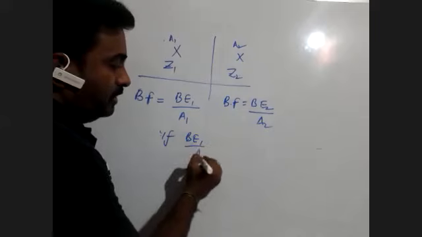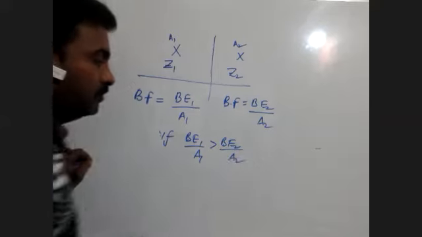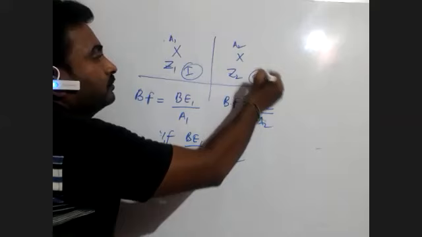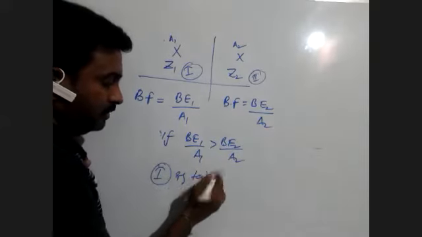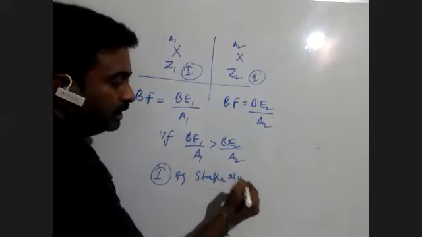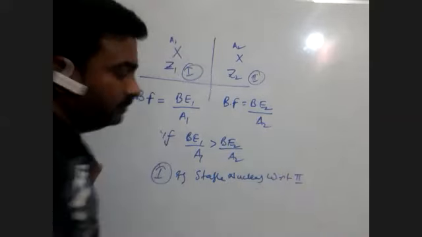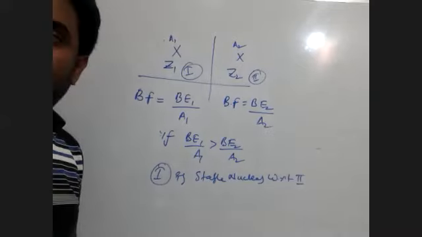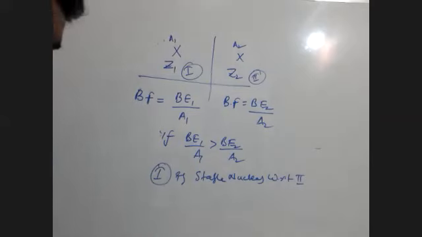So if I want to discuss which is more stable and which is less, if B1 by A1 is greater than B2 by A2, then the first nucleus is more stable with respect to the second nucleus. In this way, we can compare the stability of different nuclei.